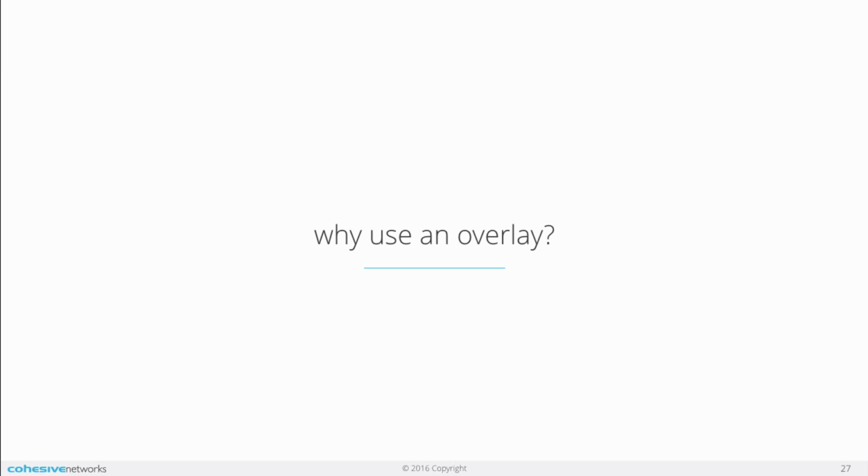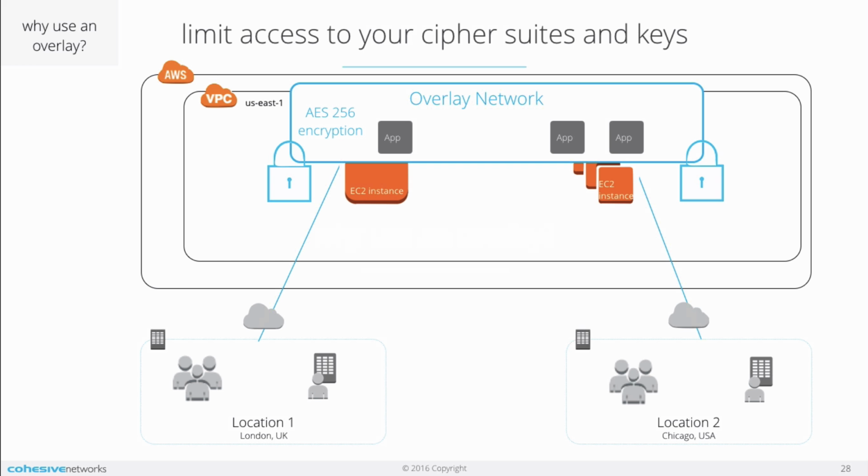So why use an overlay network? Well, it's simple and separate. You can also limit access to your cipher suites and keys.